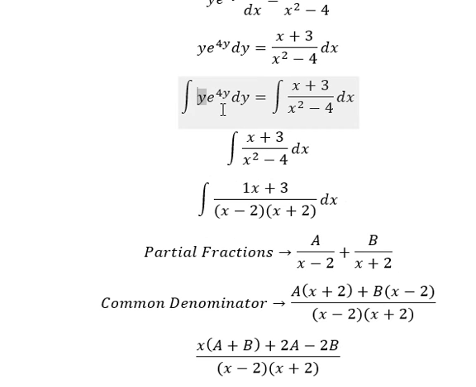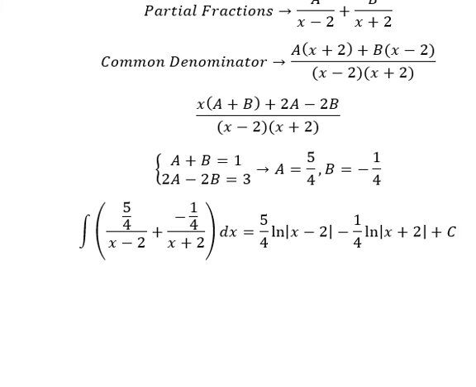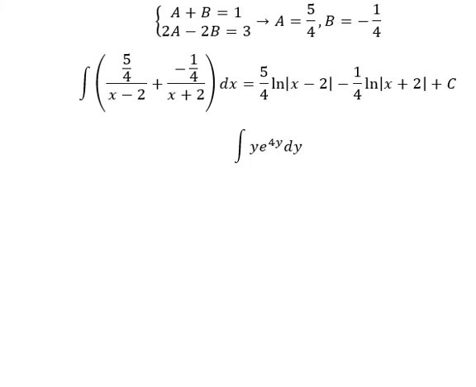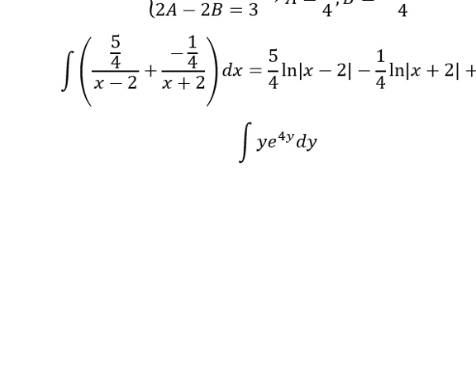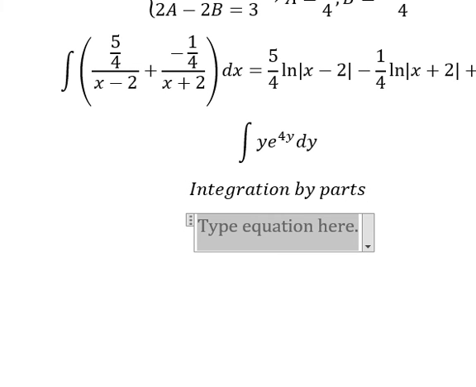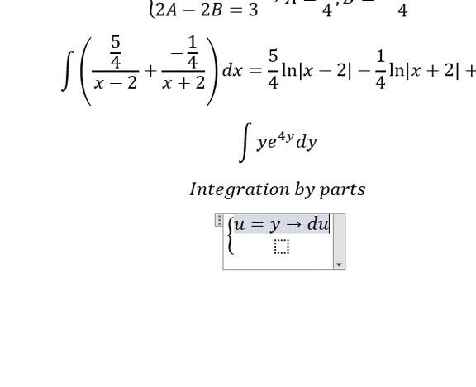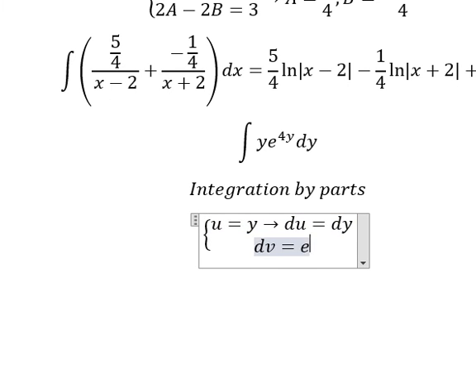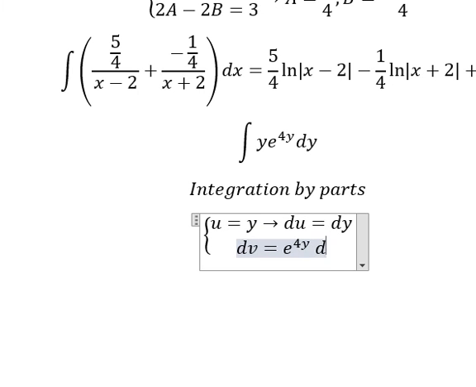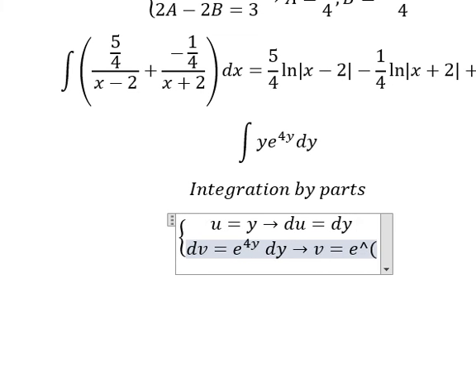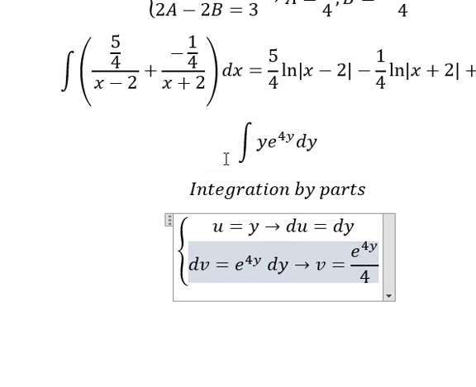Next, we need to concentrate on this one. So we need to use integration by parts. So I will put u equals y. Next, we need to do first the derivative for both sides. dv we have e to the power of 4y dy. So the integration of this one we have e to the power of 4y over number 4.